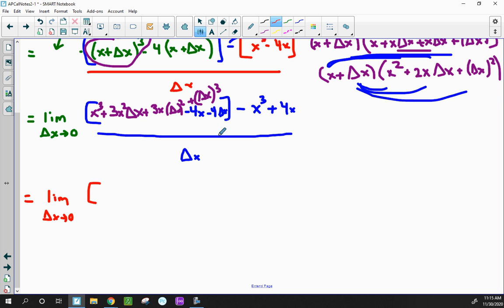So what we're going to do right now is go through and pick out what are like terms. You can see that there's an x cubed here, but a negative x cubed here. So those are definitely going to cancel for me, which is nice. I do see a negative 4x and a positive 4x. Those are going to cancel.